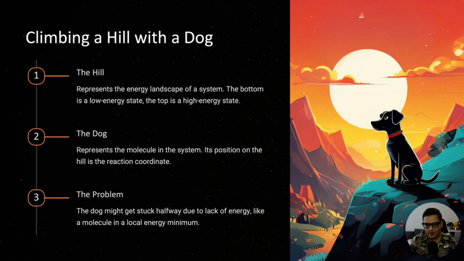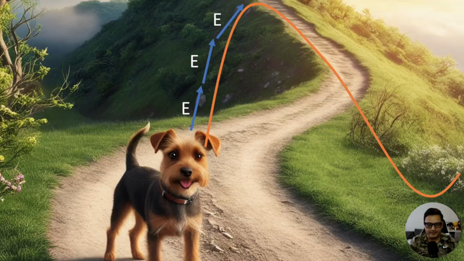And what is the problem? The dog might get stuck halfway due to lack of energy, like a molecule in a local energy minimum. So how it works is the hill represents the energy landscape of the system. Let me show you with this. This is the bottom of the hill, which is the stable state. And this is the high peak of the mountain, which is the highest energy state. So you need to travel from here to here. The dog is a drug molecule, and its position from here to here is the reaction coordinate.